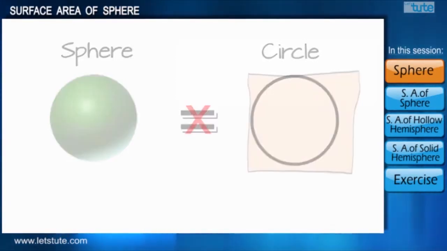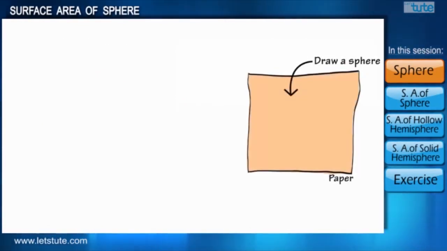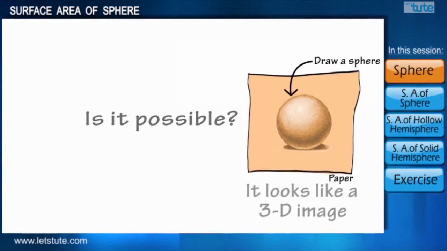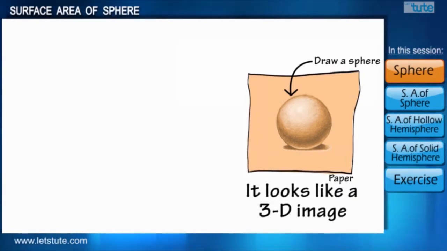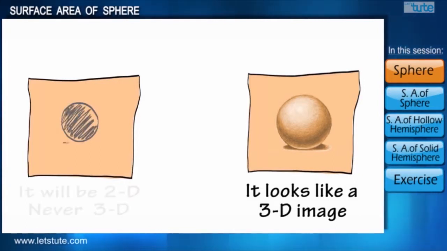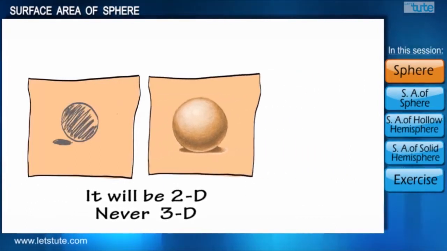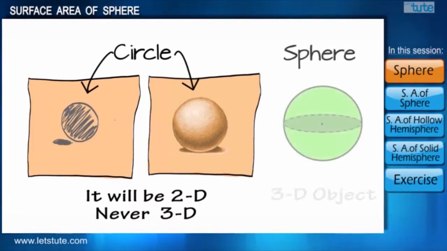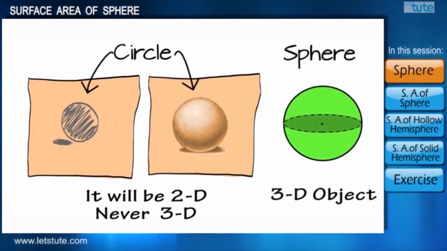If you are given an exercise to draw a sphere on a paper, is it possible to draw it? It may look like a sphere because some artists draw it in such a way as to seem like a three-dimensional image. But in fact, anything drawn on paper cannot be three-dimensional. So it will be a circle only. Whereas a sphere is a three-dimensional object.